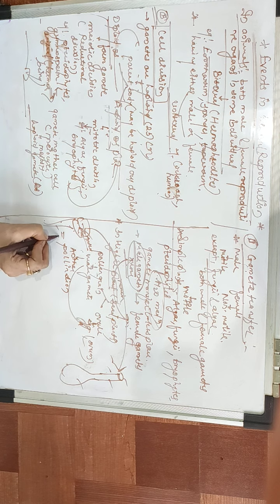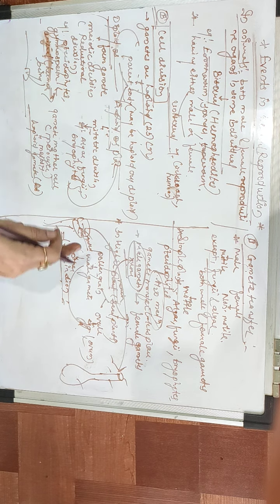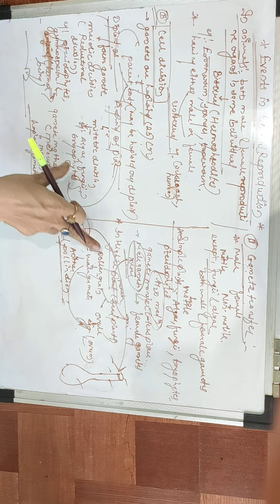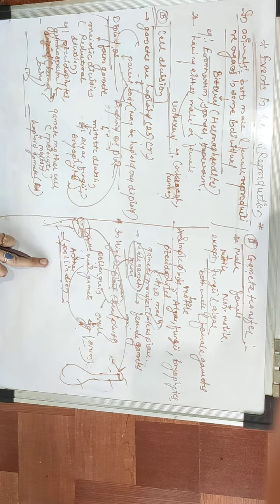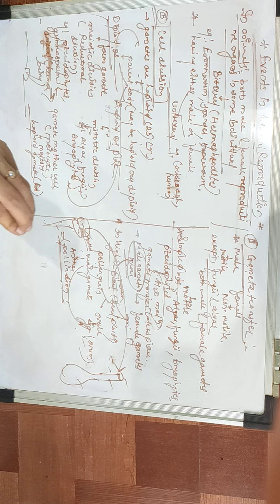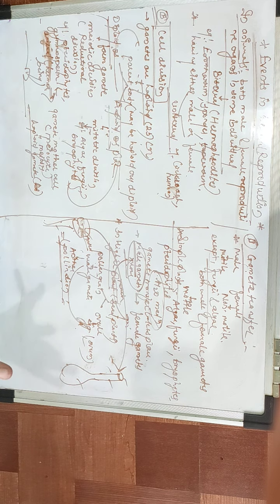That process is known as pollination. Understood? What do you mean by pollination? The transfer of pollen grain from the anther to the stigma. Okay, this process is known as pollination. Or in general, I can say that male gamete transfer takes place from the male reproductive part to the female reproductive part. This process is known as pollination.